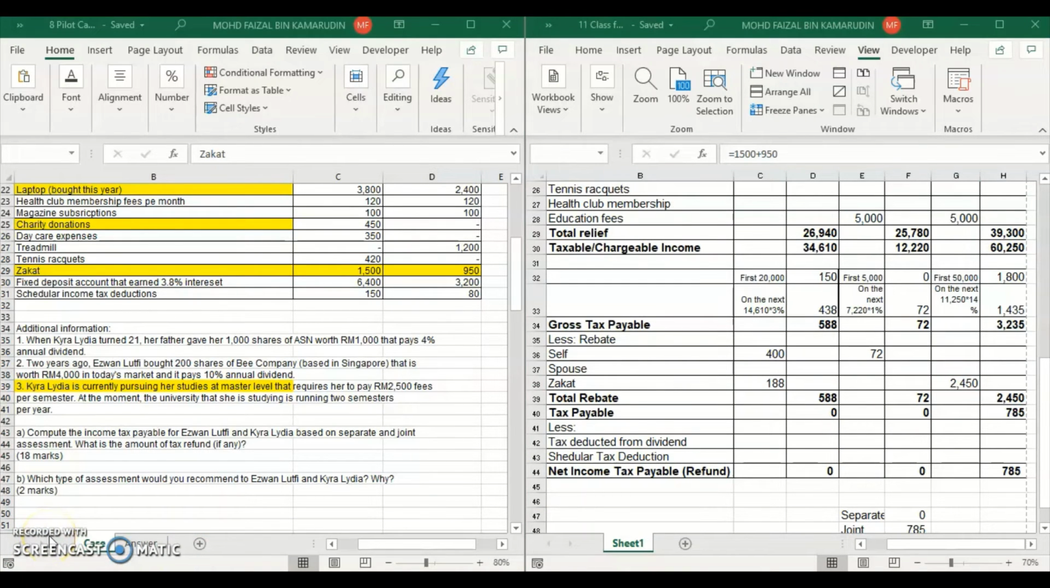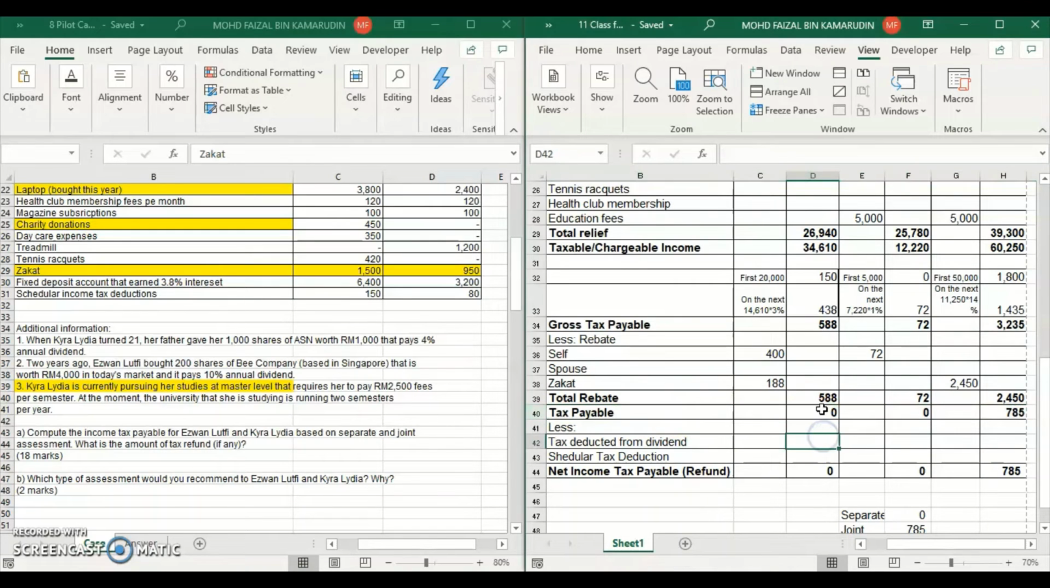Okay, so next step, we have to calculate the net income taxable, or refund if any. But prior to that, let's check how much tax they have to pay now. Tax payable: 0, 0, and 785.